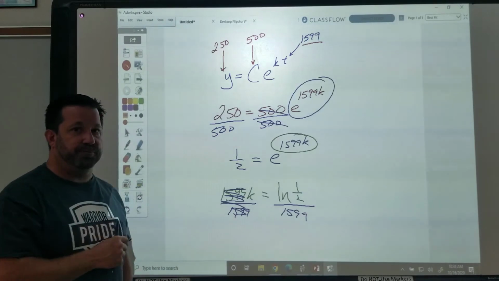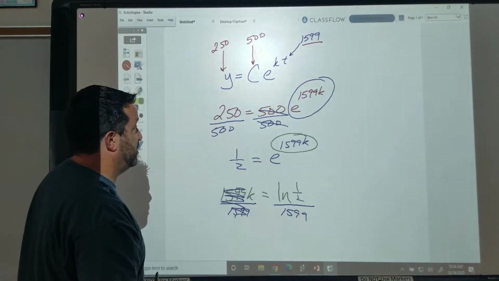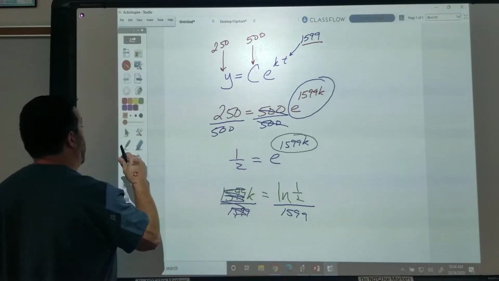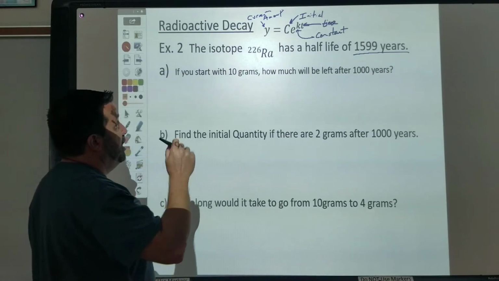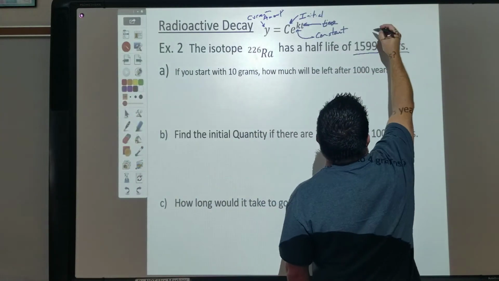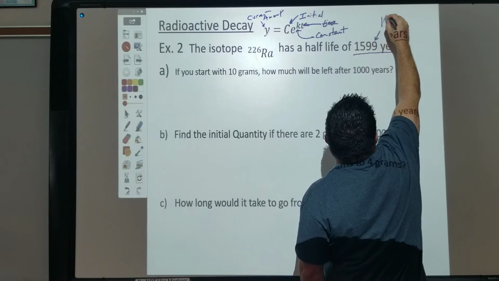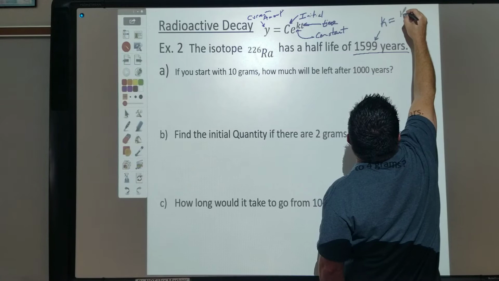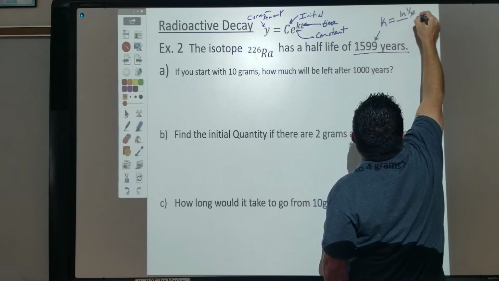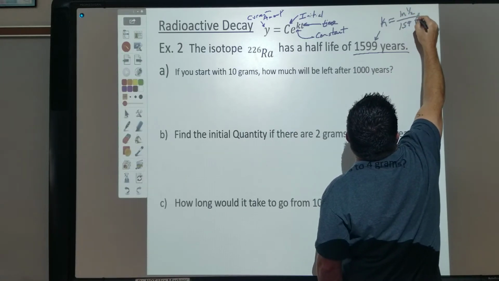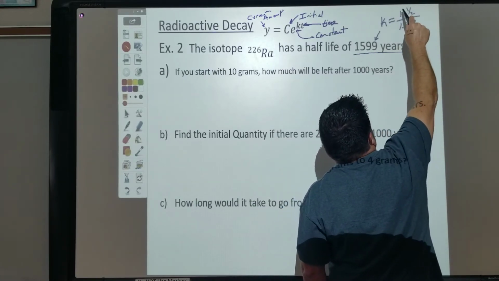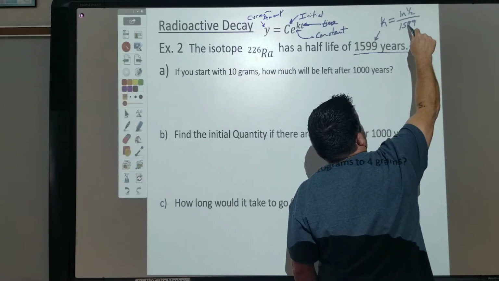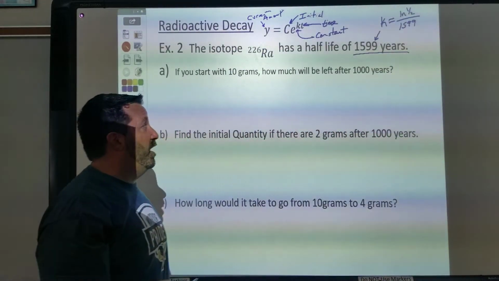That's my k value. When I'm doing a problem like this, you could go through all this work to find your k value every time if you want, but there's no need. As soon as I see this, I know that my k value is the natural log of 1/2 divided by 1,599. So k is equal to the natural log, it's the half-life, that's why it's got the half there, so if you want to put 0.5 there, you can. And then divided by the number of years that is in your half-life.